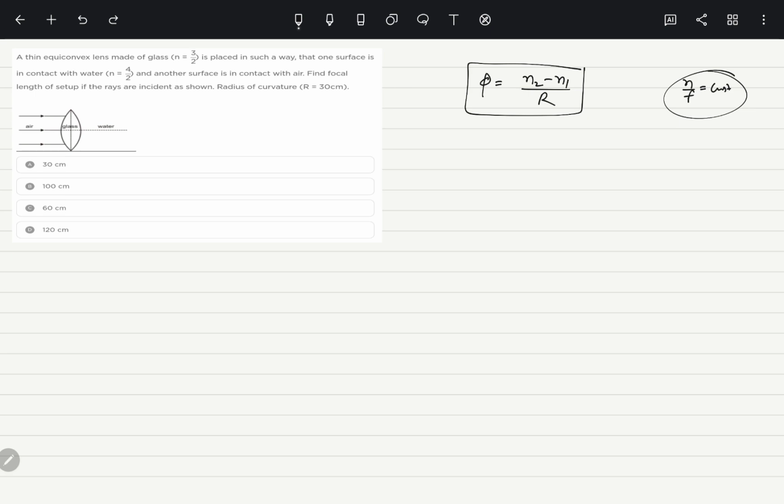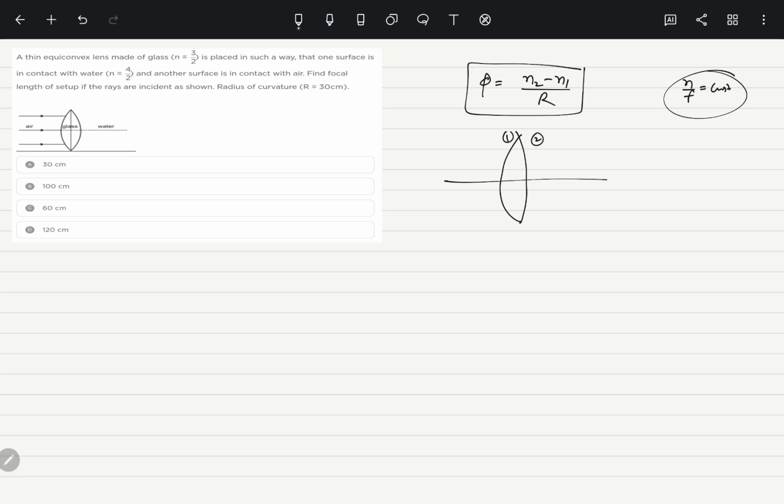Here in this question we want to calculate the focal length in water, because the rays are coming from air. So after refraction they will pass through the focus, yes or no? This focus is in the water medium, so we'll calculate the focal length in the water medium. So let's focus on this one. First of all, we have two refracting surfaces. This is one, this is two.